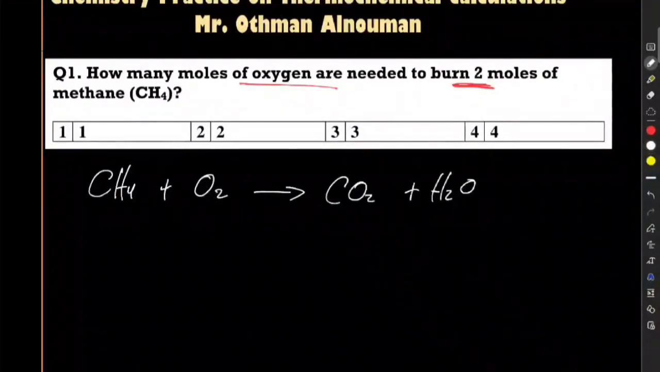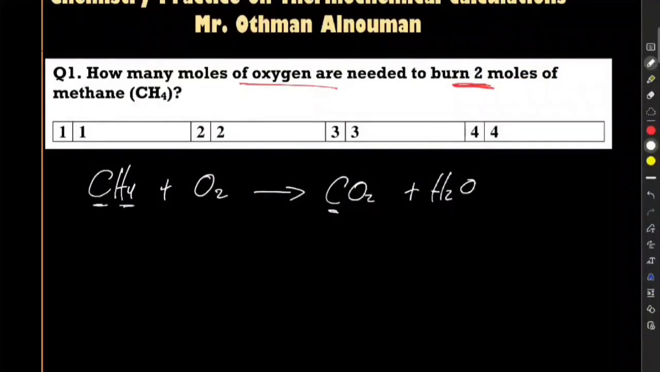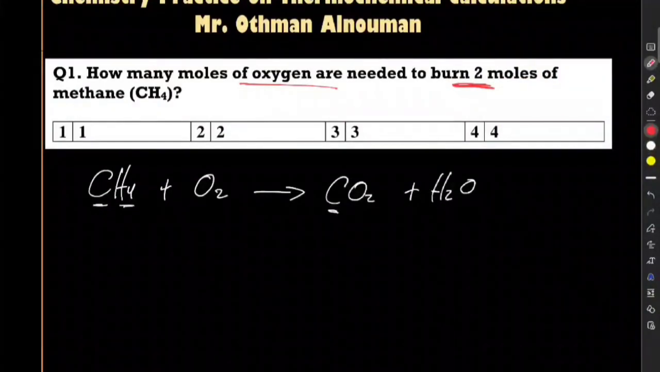Now let's balance the equation. We have 1 mole of carbon here, and here we have 1 mole of carbon. We have 4 hydrogen, and here we have 2. So we need to write here 2. I write here number 2. Now we have 4 hydrogen here, and on this side we have 4 hydrogen.